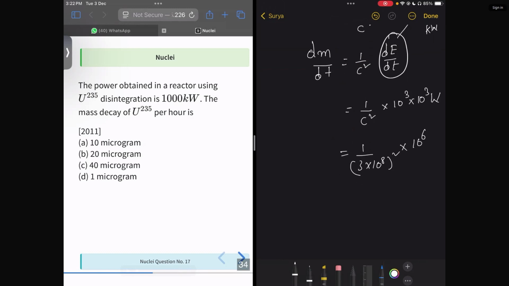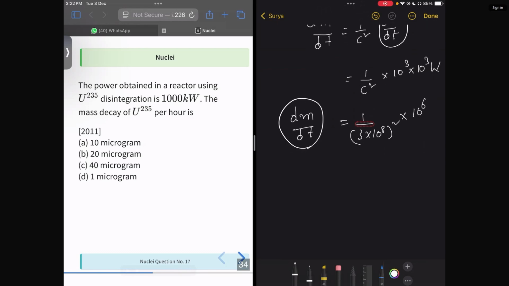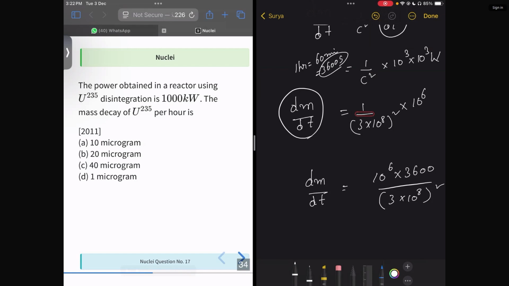So it is the dm by dt. It will come in mass per second, right? But we want mass decay per hour. So there will be a conversion factor, right? So you have to multiply with it. So 1 hour is equal to 60 minutes, 1 minute equals 60 seconds. So 3600 seconds. So the factor 3600 will go in the numerator here. Then we will get it in mass decay per hour. So this is the right answer.